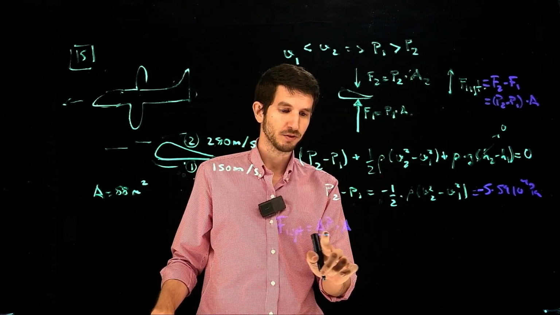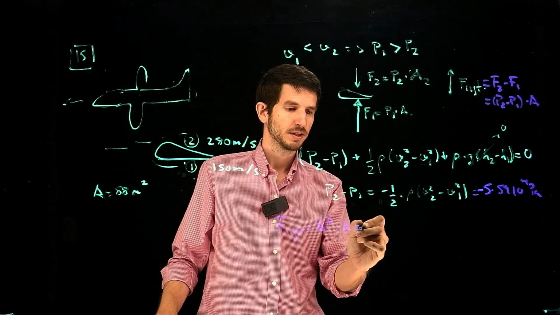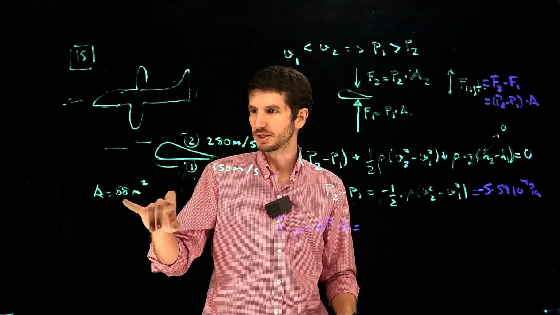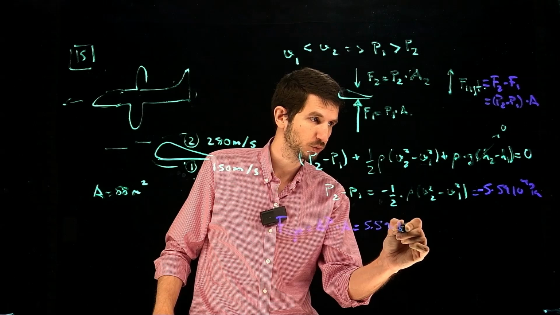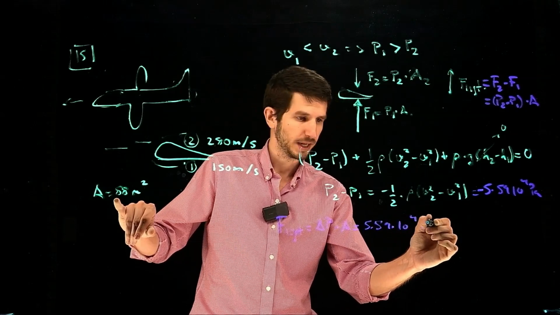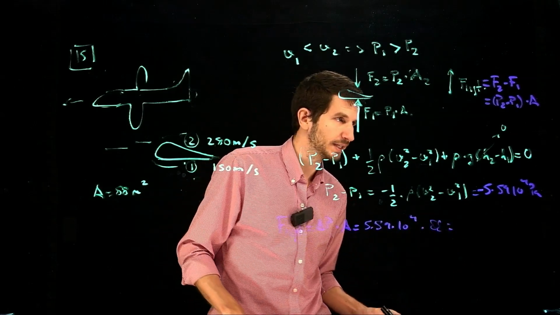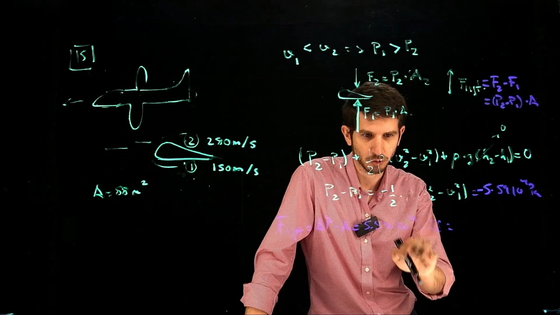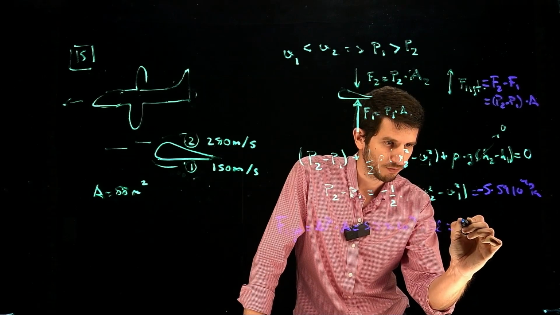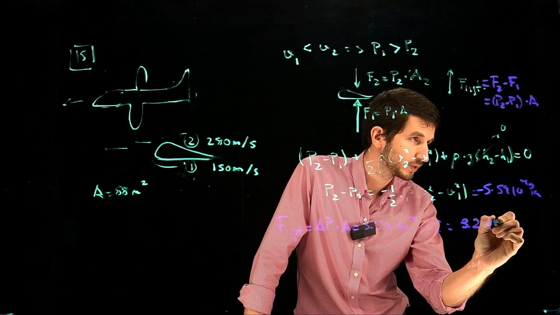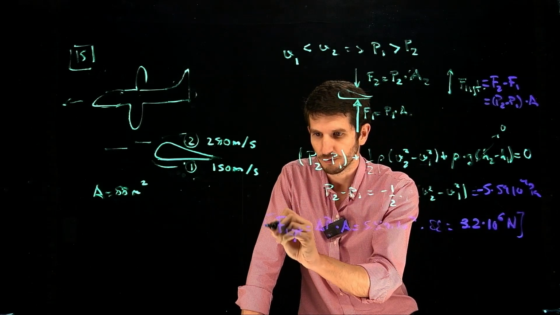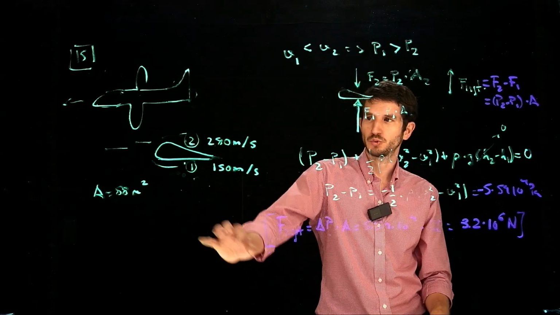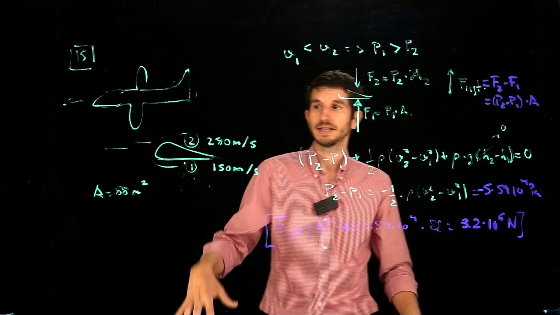And so now we're going to have the difference in pressure times A. That's going to be that number times the area, and the area is 88 square meters. So we're going to have to multiply 5.59 times 10 to the 4 times 88 square meters. If we calculate that, we can find this is about 2 orders of magnitude more. So we're going to find something like 3.2 times 10 to the 6 newtons. So this is the lift that you have with this wing cross section.